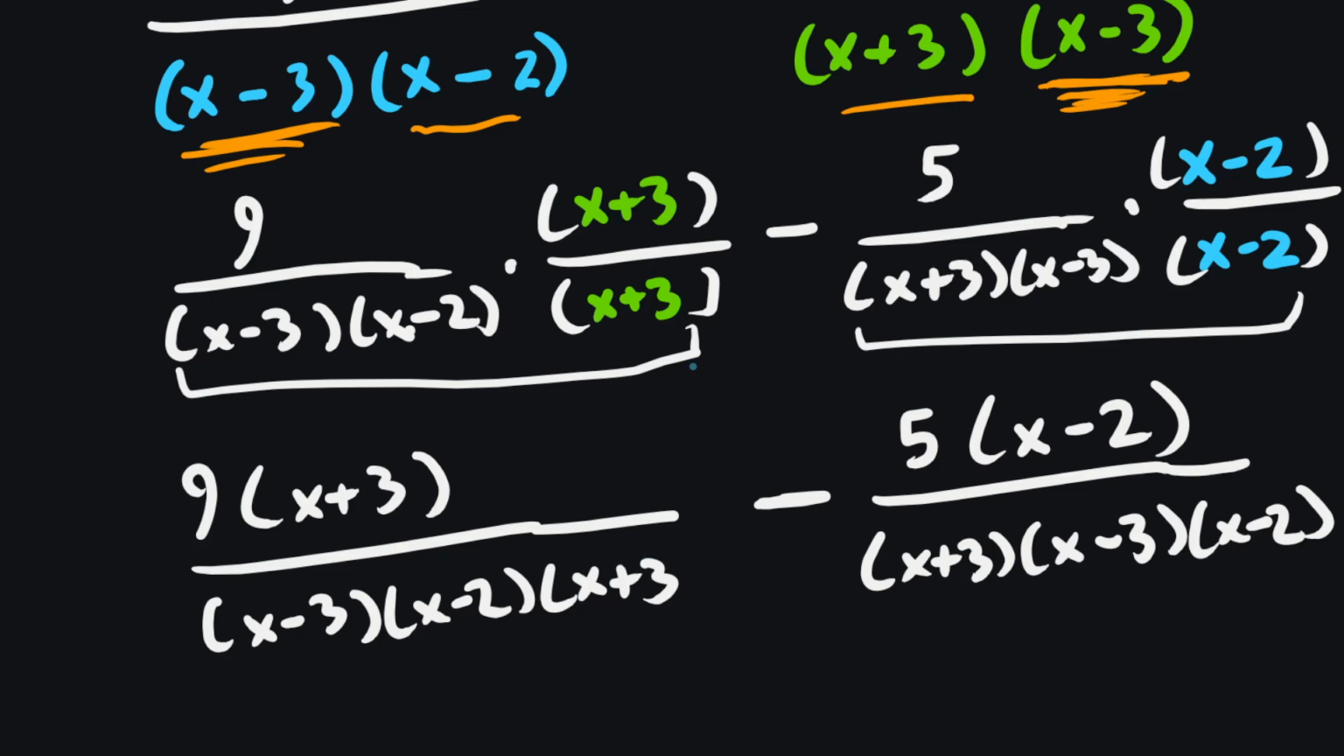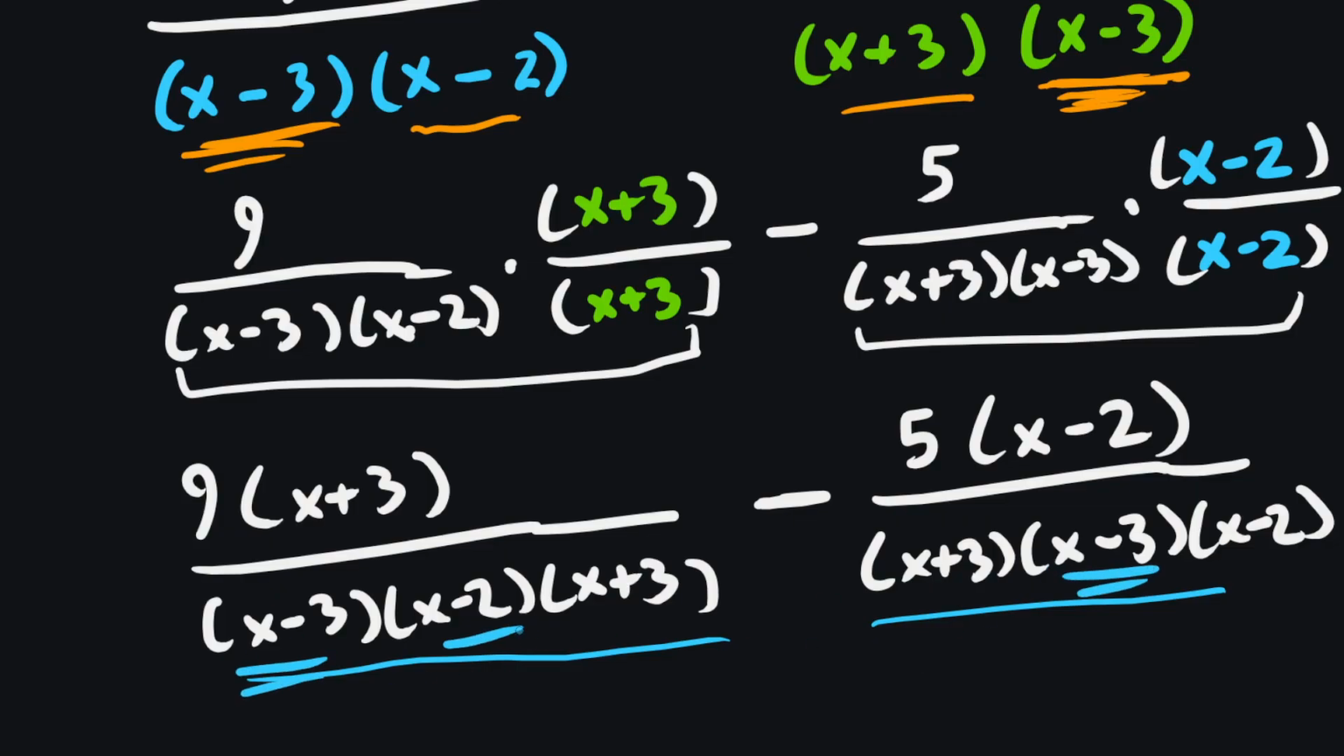Now both of our denominators are the same. They may not be in the same order because this one has x minus 3 first and this one has x plus 3 first. But when multiplying anything, according to the commutative property of multiplication, the order doesn't matter. It doesn't matter what order you multiply these in. These are both the same denominator regardless. So this and this are the same because they're multiplying the same things. They both have an x minus 3. They both have an x minus 2. And they both have an x plus 3. So they are the same. And they're all being multiplied with each other.